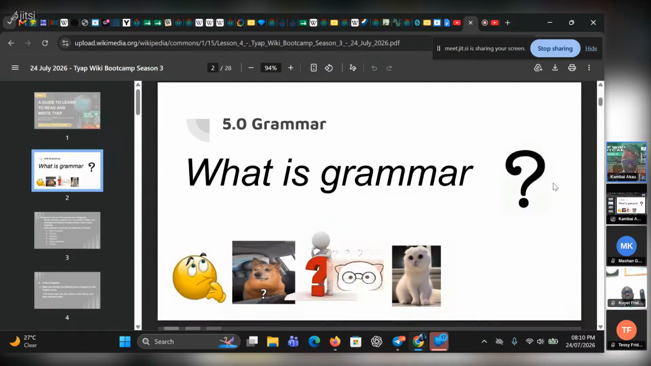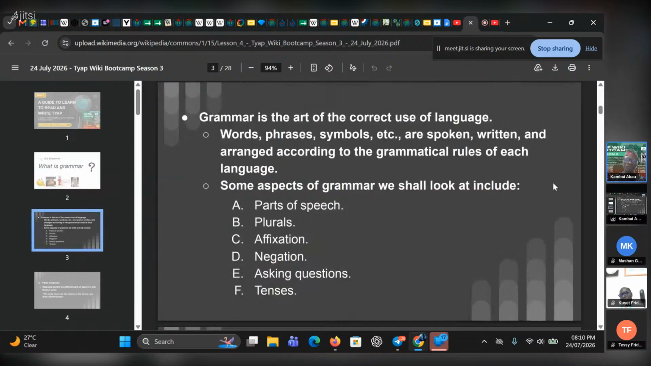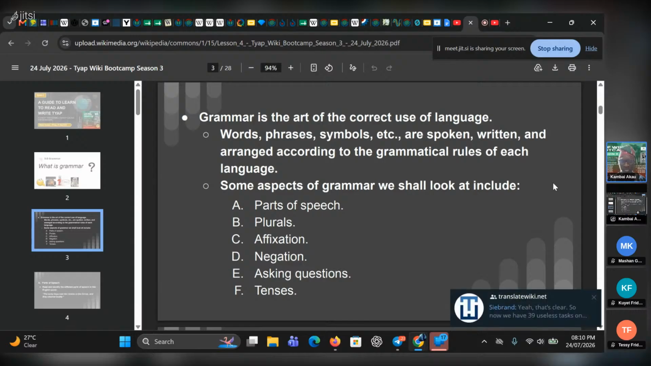So what is grammar? What do you think is grammar? Grammar is the art of the correct usage of language. Now, all the words, all the phrases, all the symbols, and others are spoken, written, and arranged according to the grammatical rules of each language, and not every language has the same grammatical rule. For example, I'll give you the French language. If you are writing the names of languages, the Englishman will write it with a capital letter for every language. So if you want to write English, you start with capital E. If you want to write Tyap, you write capital letter T before Yap.